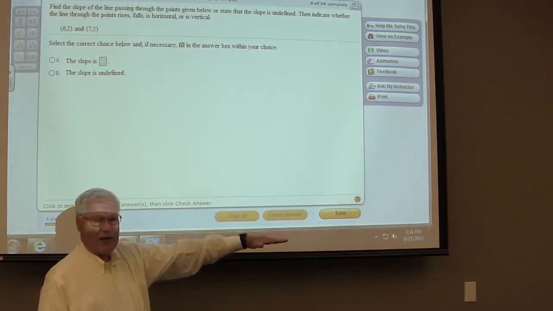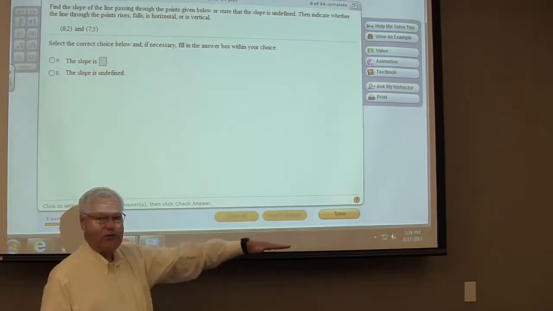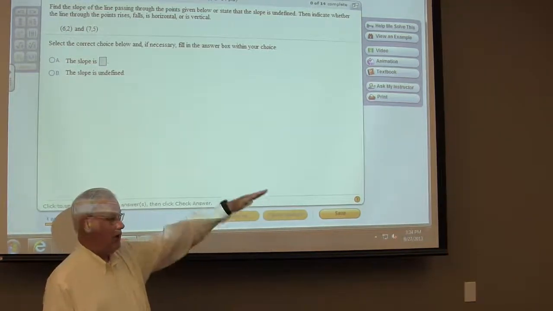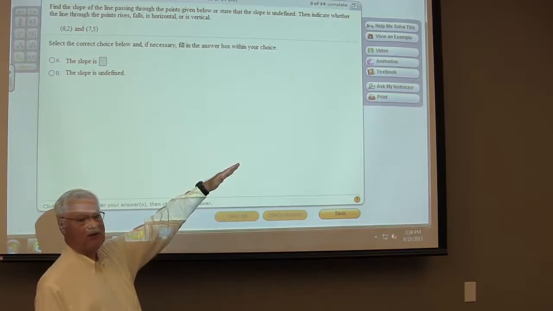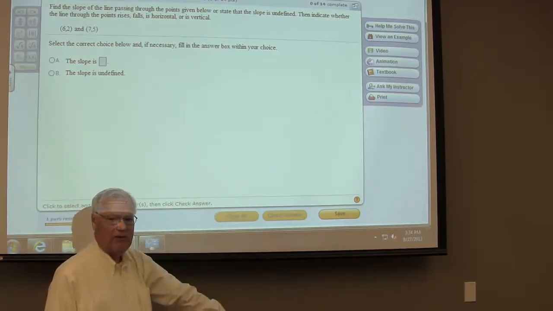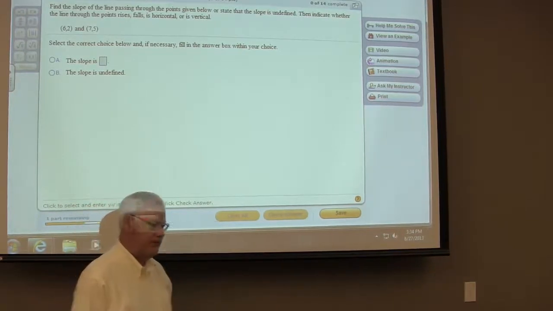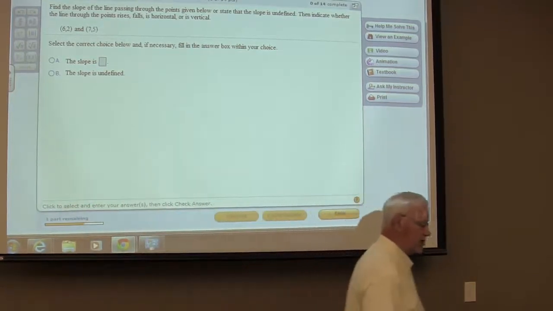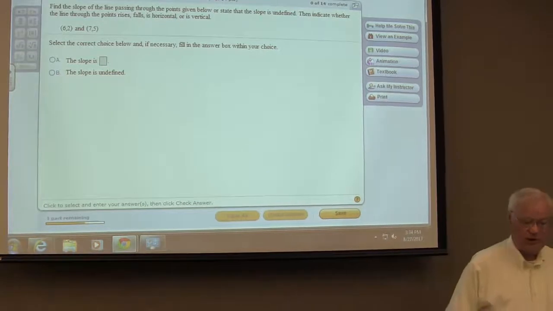If we have a horizontal line, it's like a road going through the desert. There's no hill. So we call that slope 0. If we're going uphill, we would say we have a positive slope. And if we're going downhill, we would say that's a negative slope. And we can find the slope given a couple of points.